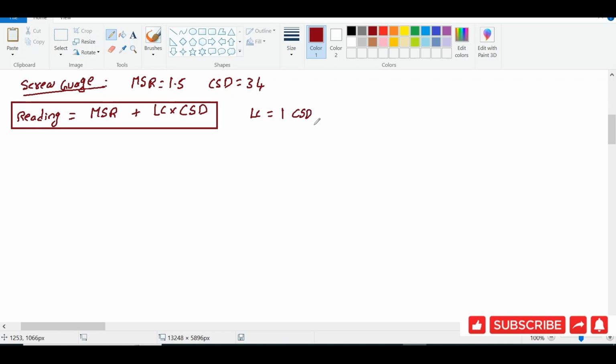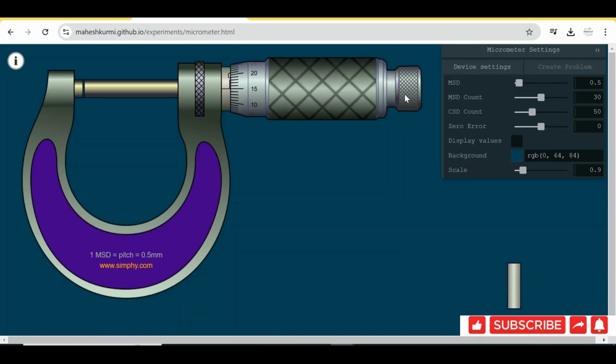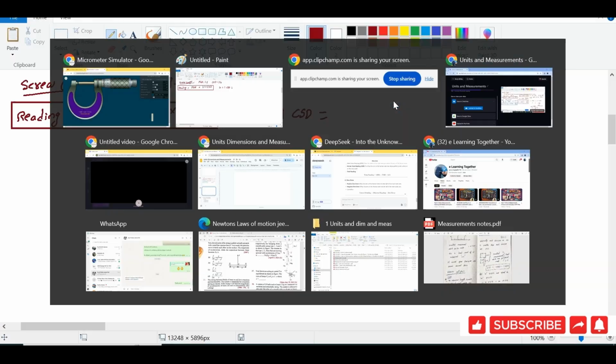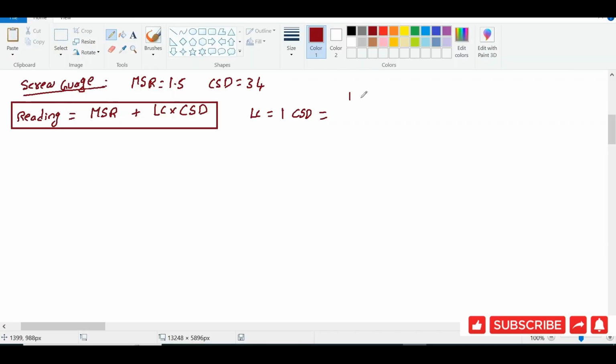If it is given, that is your least count. If it is not given, how do you get one circular scale division? I'll rotate it one complete time. See, if you rotate exactly one time, one division on the main scale appears. So I can say one main scale division reading, that is 0.5 in our case, divided by n, the number of divisions on the circular scale.